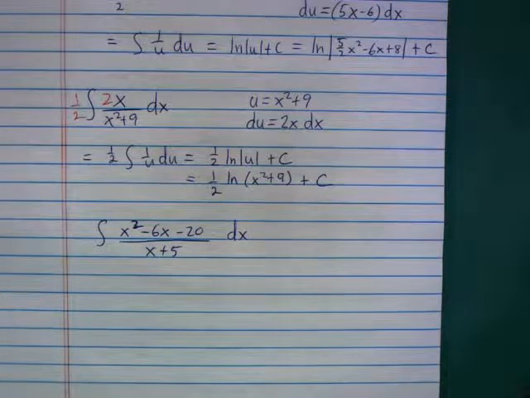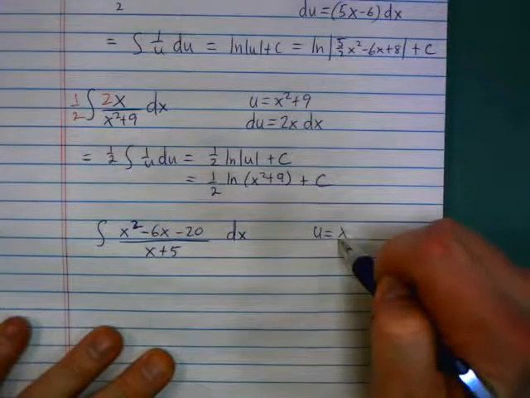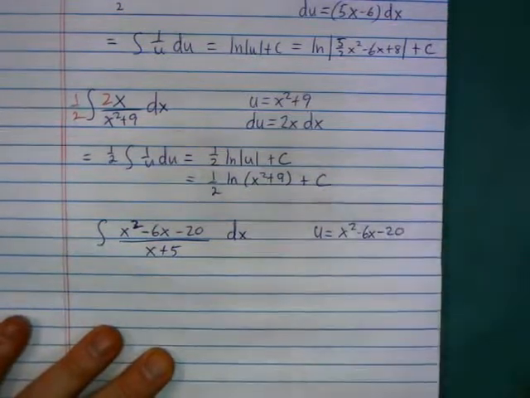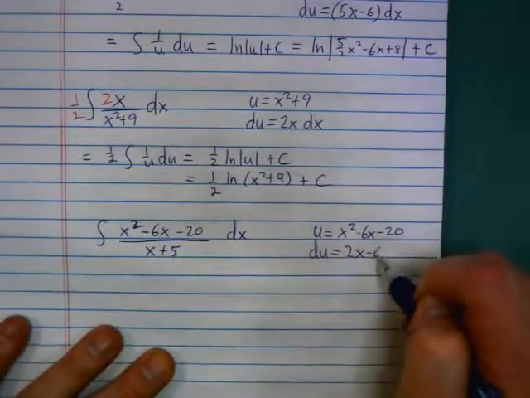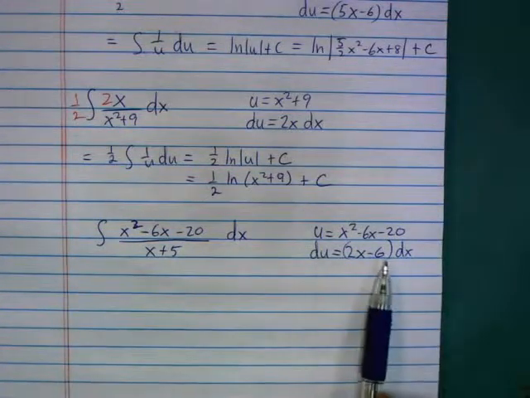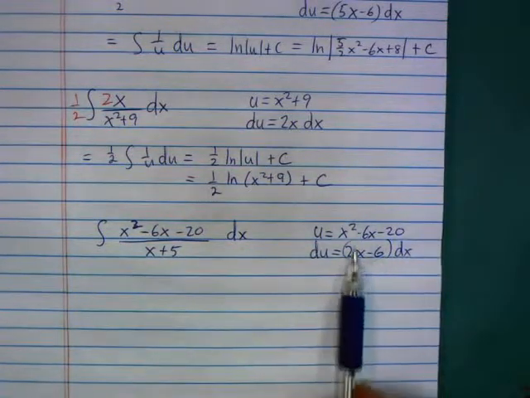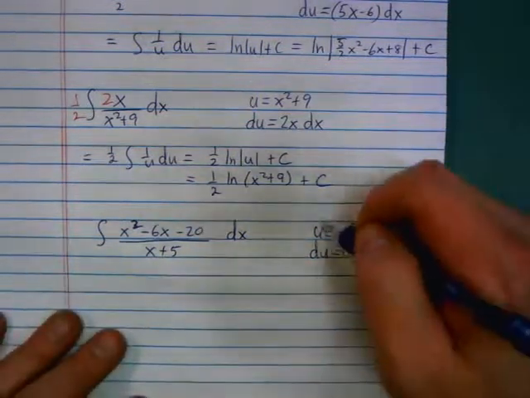So u is? Okay, I don't think that's going to help, but let's try it. u equals x squared minus 6x minus 20. And then du would be 2x minus 6 dx. Can I do anything with a 2x minus 6 to get a 1 over x plus 5? No, I don't think so. I don't think that helps. I think that's the wrong u substitution.